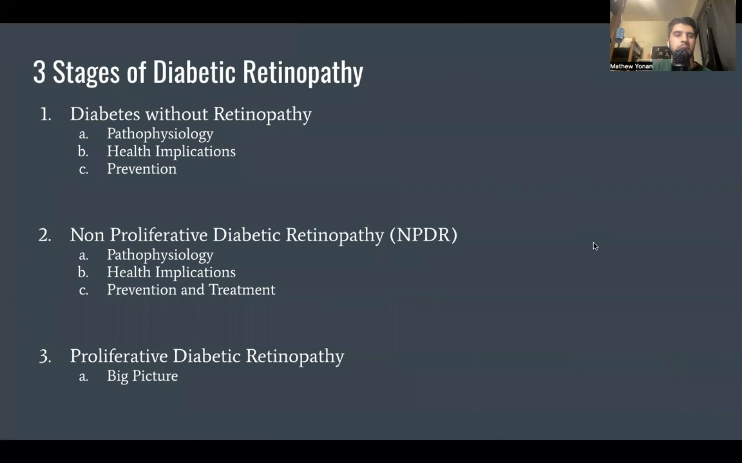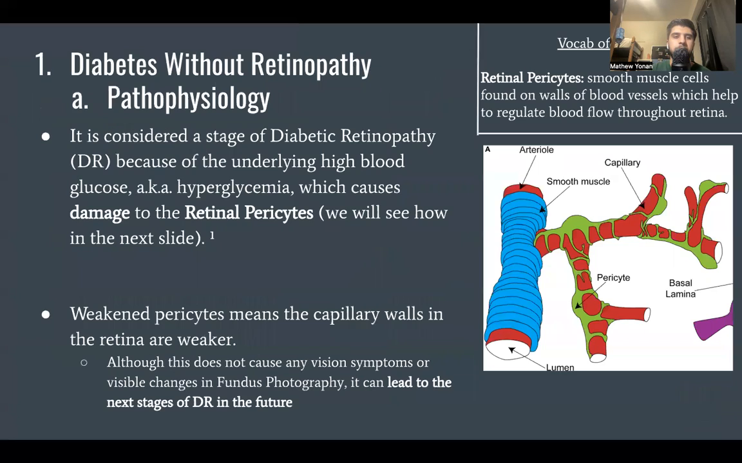Okay, so we have the three stages of diabetic retinopathy. We have diabetes without retinopathy, non-proliferative diabetic retinopathy, and proliferative diabetic retinopathy. Okay, so diabetes without retinopathy. So let's look at the pathophysiology. So wait, diabetes without retinopathy, that doesn't make much sense, right? Because we're talking about diabetic retinopathy.